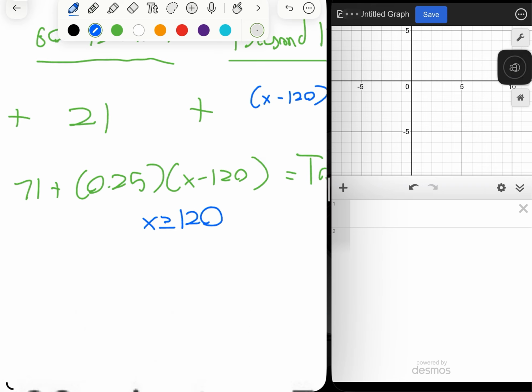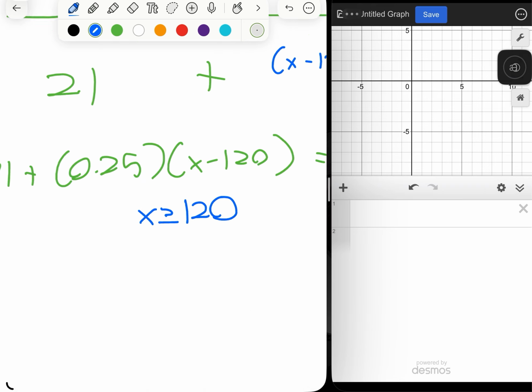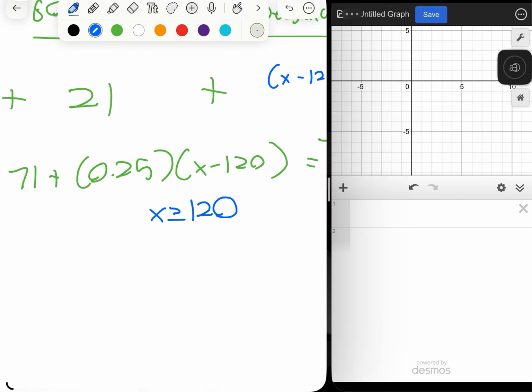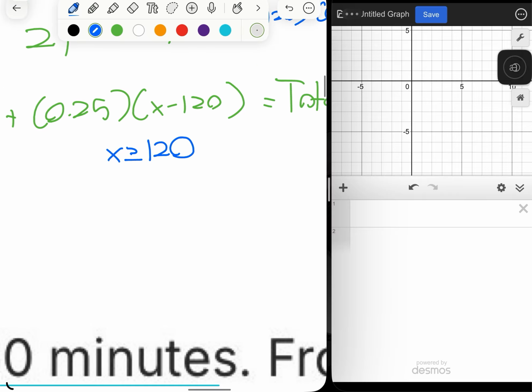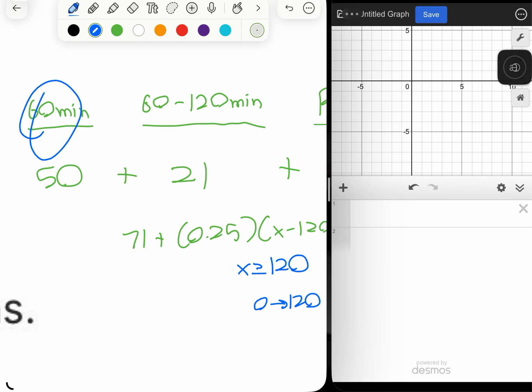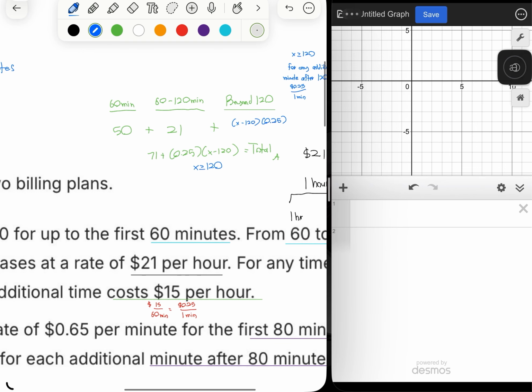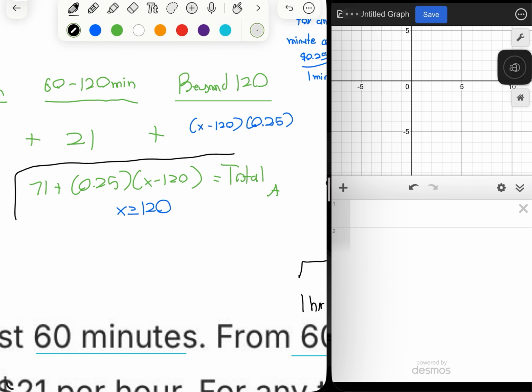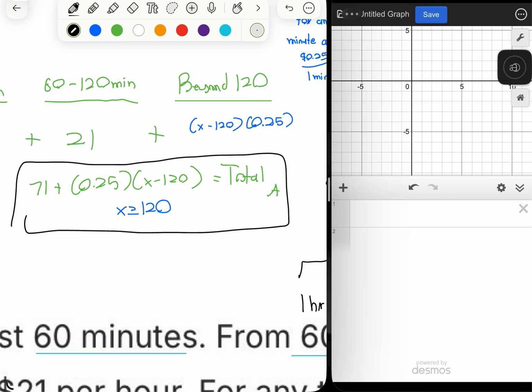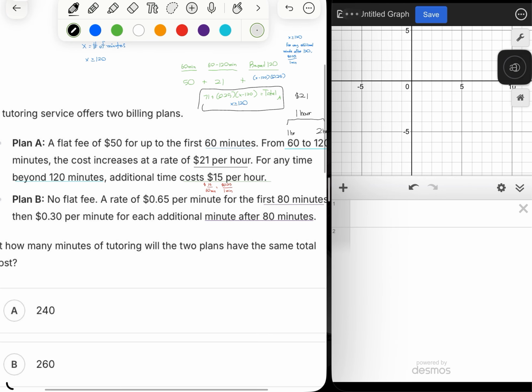Before I move on to plan B, with this condition here, because we're assuming that the number of minutes is greater than 120, that means we have to account for minutes 0 to 120. But we already did. We accounted for the first 60 minutes and then from 60 minutes to 120 minutes. So once again, that's really important to notice. So we have our total cost equation for plan A. Now for plan B.